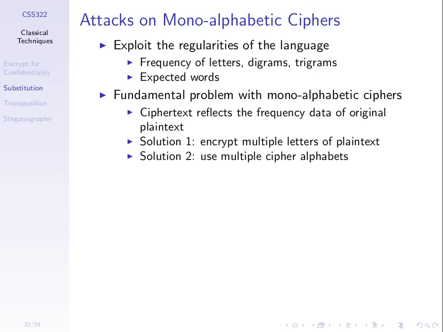What an attacker can do is look at the ciphertext. If there's some structure in the ciphertext, then map that back to the expected structure of the plain text and use that to try and assist in finding the key or the plain text.